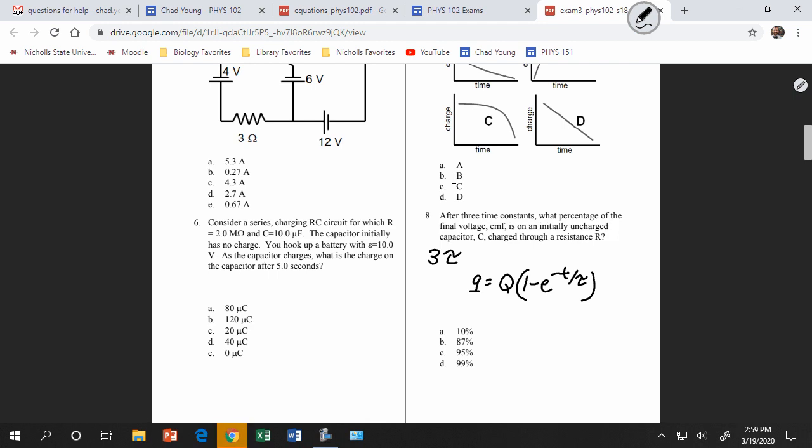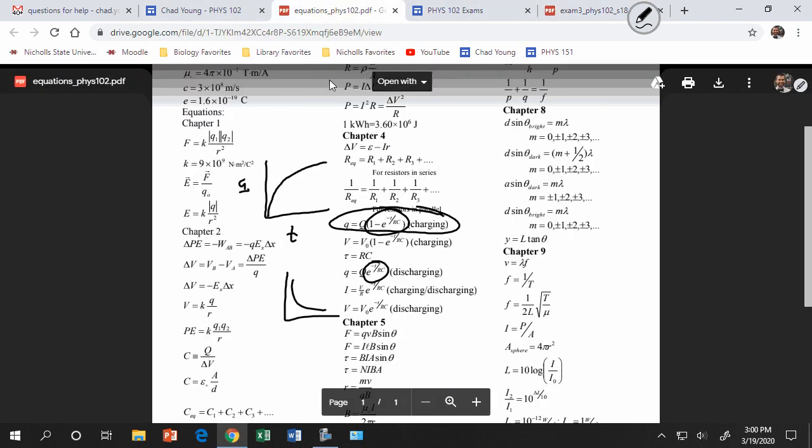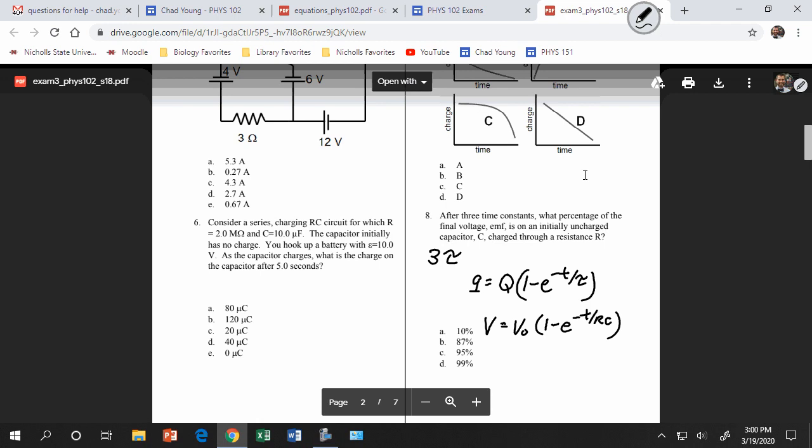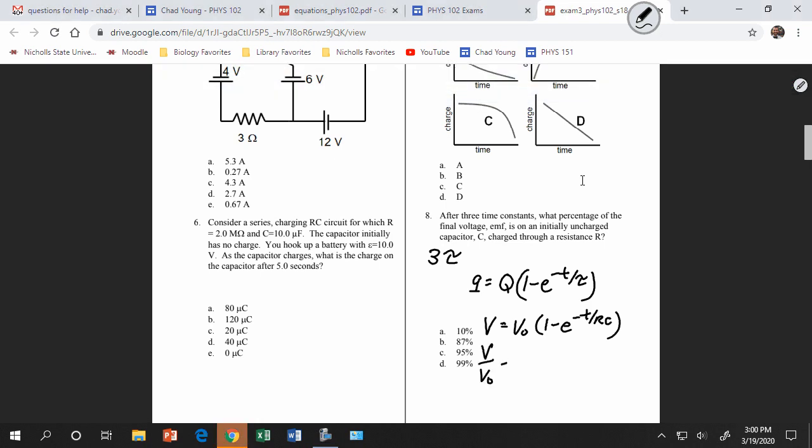And I want to know what percentage of that final voltage is on an initially uncharged capacitor. Well, Q is equal to CV, so I can just say that V is equal to V naught times 1 minus e to the minus t over RC. Those things are just interchangeable. In fact, I think that equation is over here. Yeah, here it is right here. So I have my voltage as well. But I know that Q and V are directly proportional, and I'm looking for V over V naught. I'm looking for a percentage.